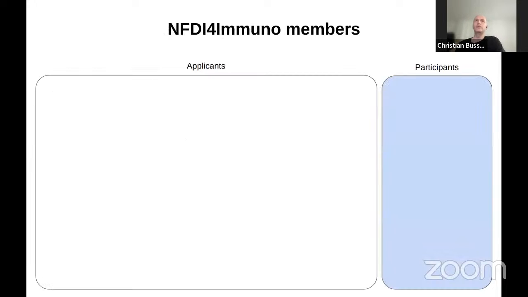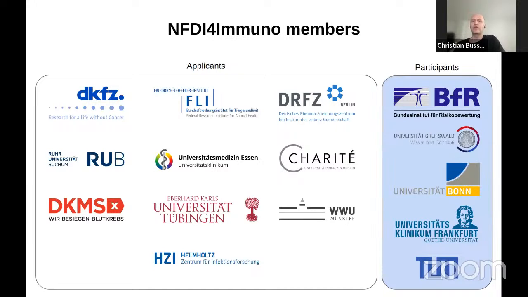So first of all, who is NFDI for Immuno? We are a consortium of the third round, meaning that we successfully applied in 2021 and started, like the other third round consortia, in March last year. We have 10 co-applicant institutions and 5 participants.